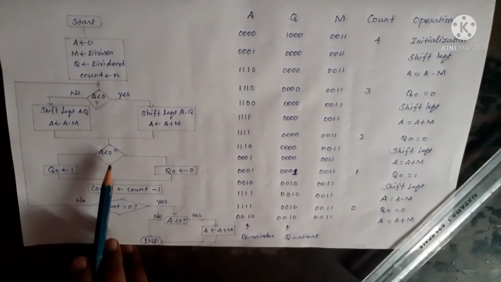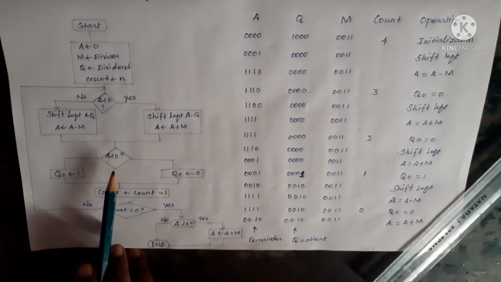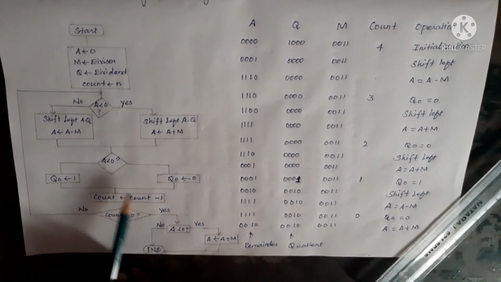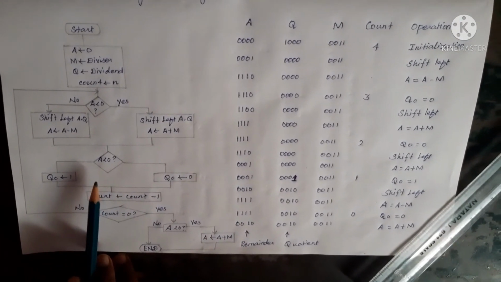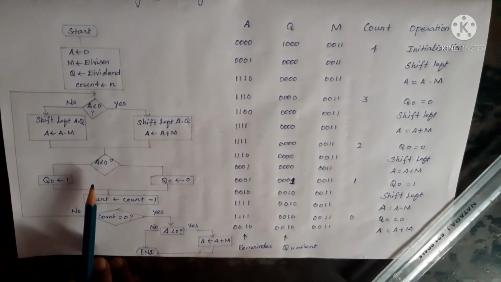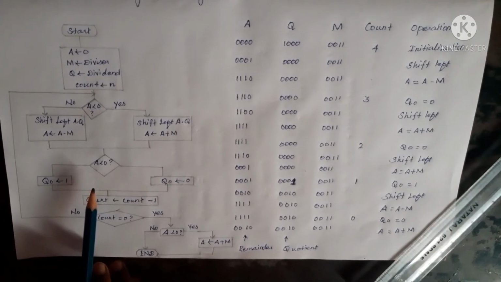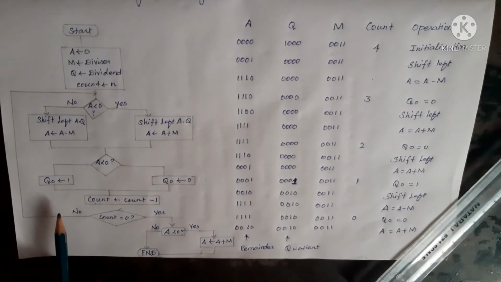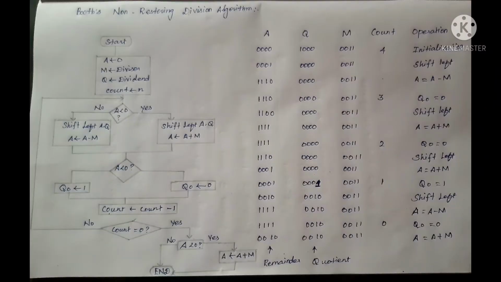Now we'll again check whether A is less than 0. Based upon this, the value of Q0 will be set. If A is less than 0, Q0 will become 0. If A is not less than 0, then Q0 becomes 1. One more hint: if the MSB of A is 1, Q0 will become 0. If the MSB of A is 0, Q0 will become 1. So the MSB of A and Q0 will be exactly opposite.